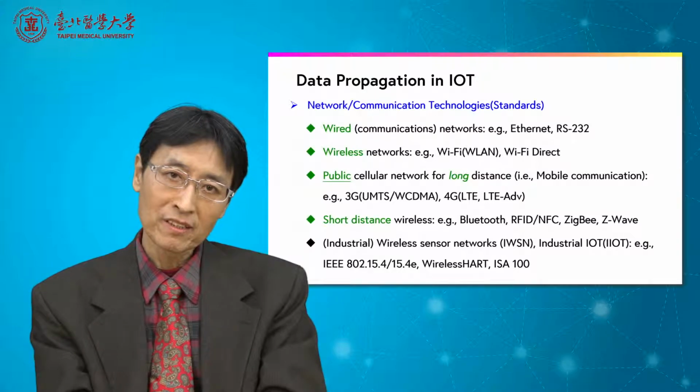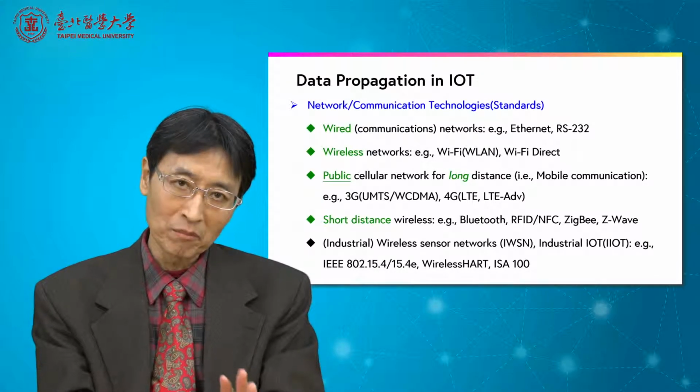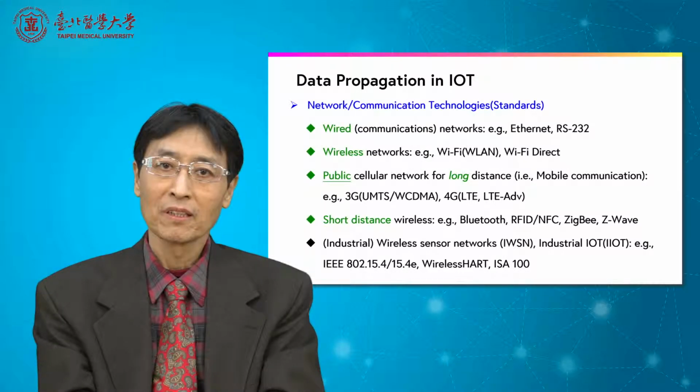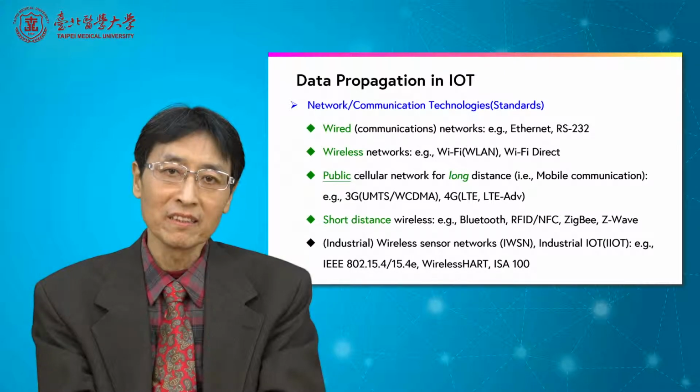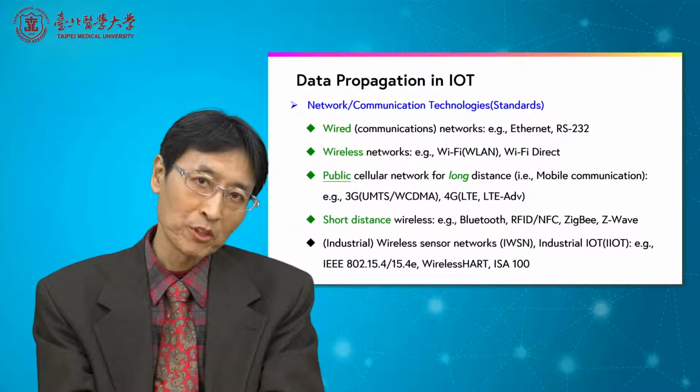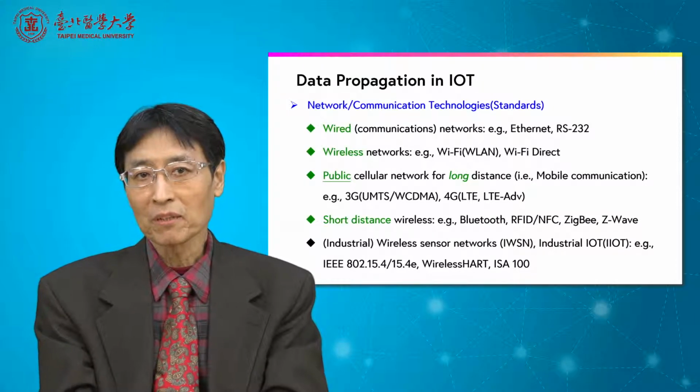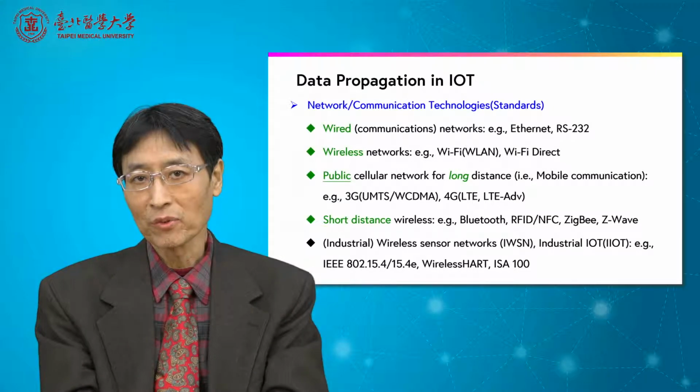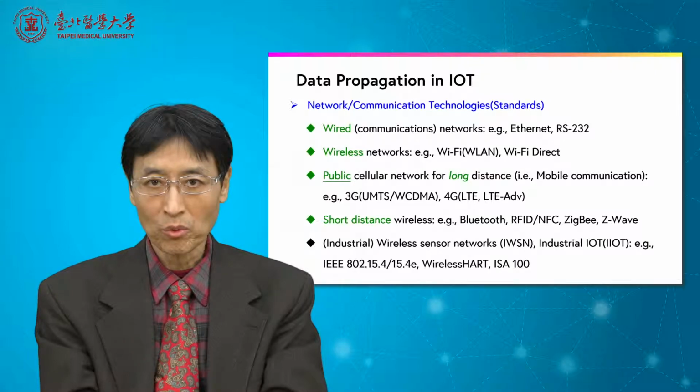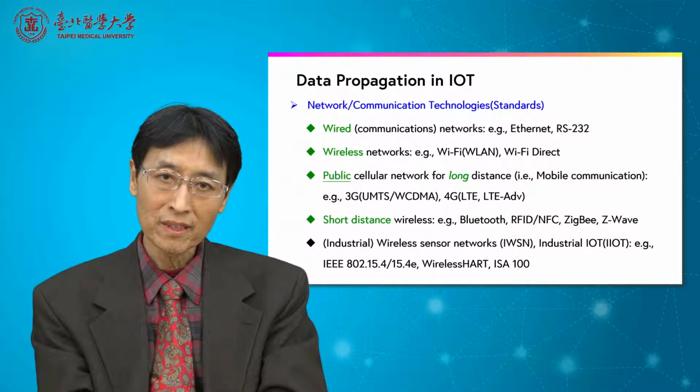In the following three slides, we will explain. We make a brief summary of these three to look at the difference between them in a bit more detail. The last one is the industrial applications, so we have the industrial wireless sensor network. What is a wireless sensor network?